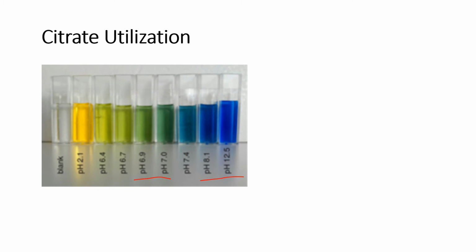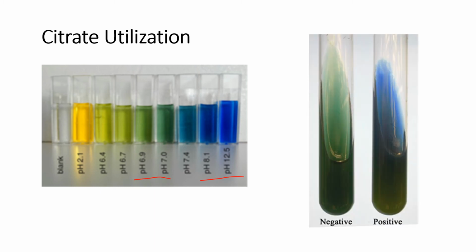So if the bacteria are able to utilize citrate to provide carbon for their metabolism, then the media will turn blue. If they are unable to use citrate as a source of the carbon for metabolism, the media will remain green and the bacteria are unable to grow.